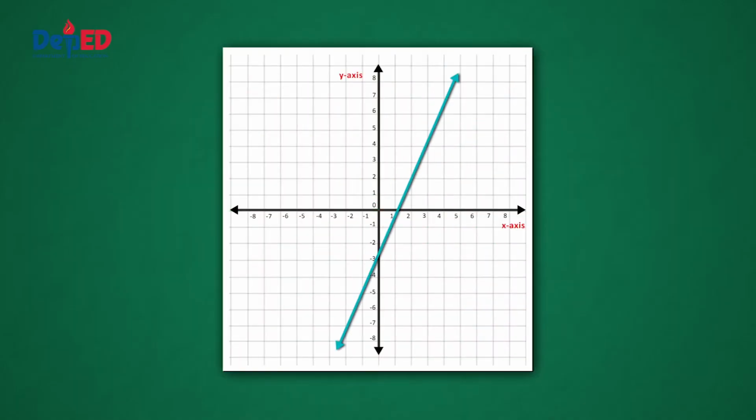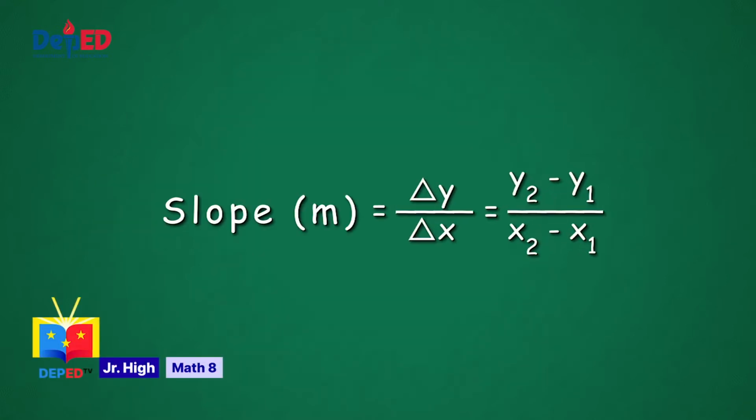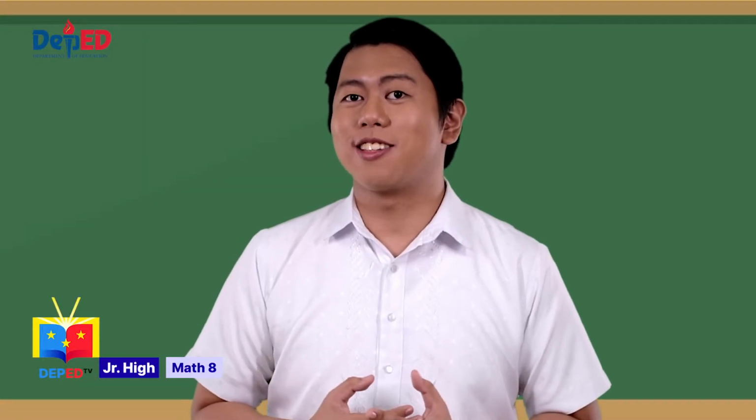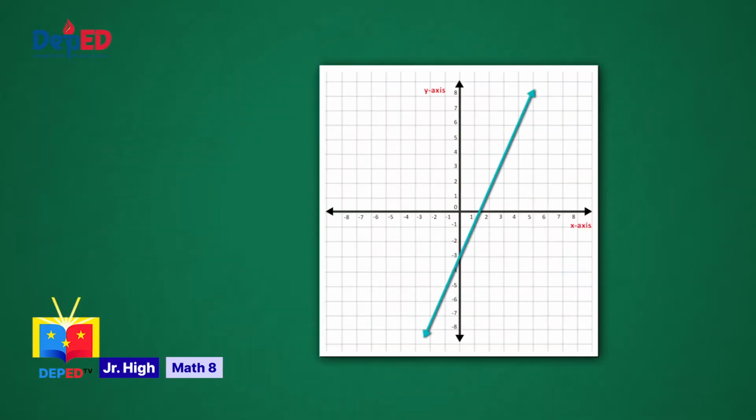So, let's have a look at this graph. What can you say about the line in terms of the direction it goes? The graph is rising from left to right, meaning it has a positive slope. The slope is equal to the vertical over the horizontal change between 2 points. To make it easier, let us use the y-intercept as our starting point. Can you identify the y-intercept? The y-intercept is -3, since the line intersects the y-axis at (0, -3).